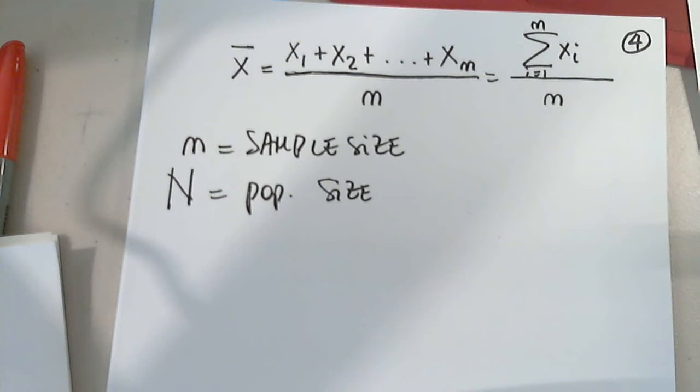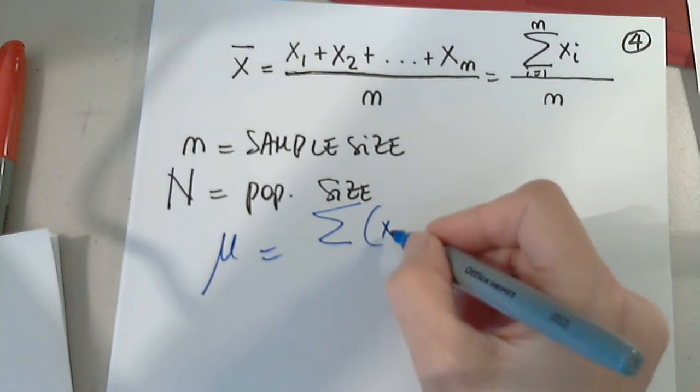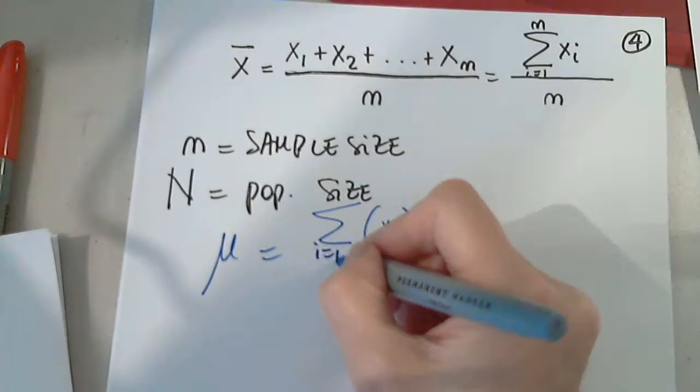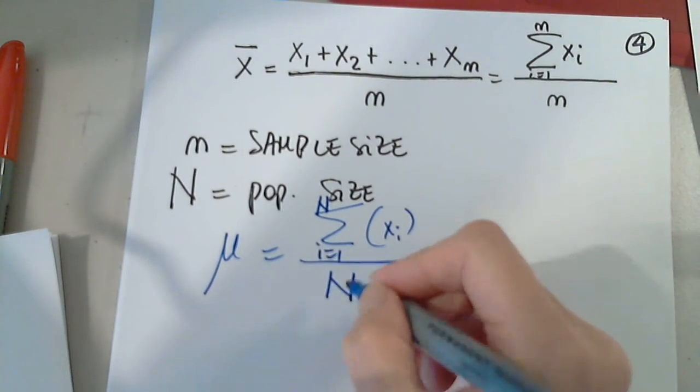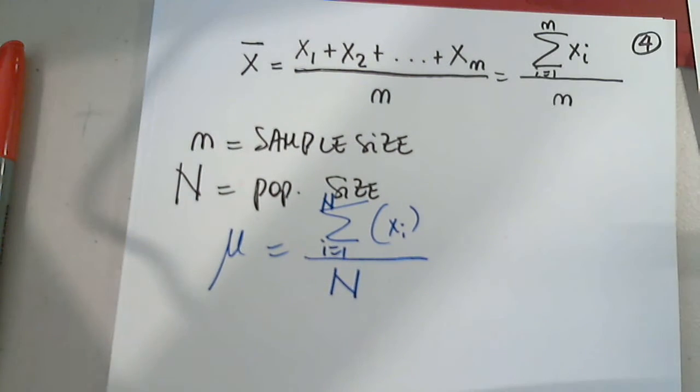Of course, the notation is very similar for the population mean. So it's the sum, of course, of xi, you don't need parentheses, from i equals 1 till uppercase N, divided by uppercase N. And that was it for the first page.